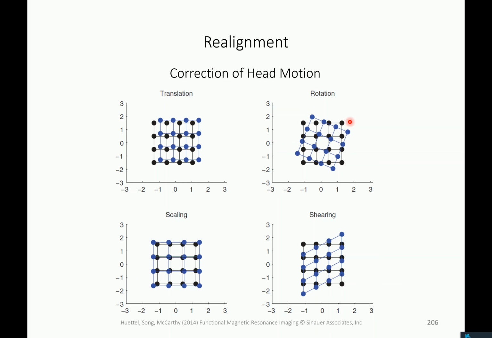And so that would be 3 parameters, X, Y, and Z translational movement, and rotation around the X, Y, and Z axis.